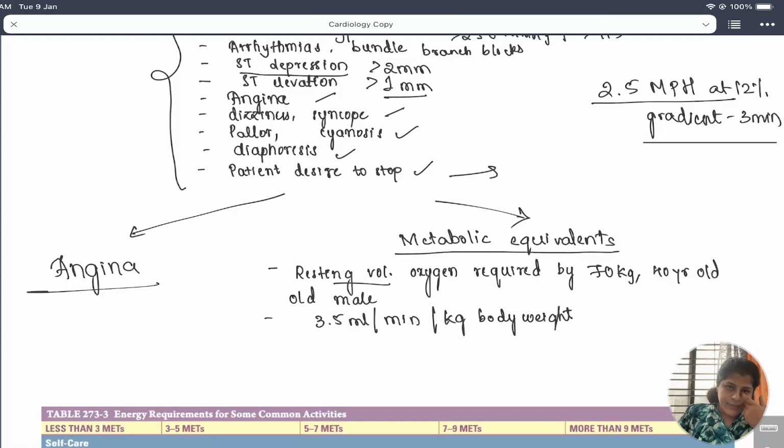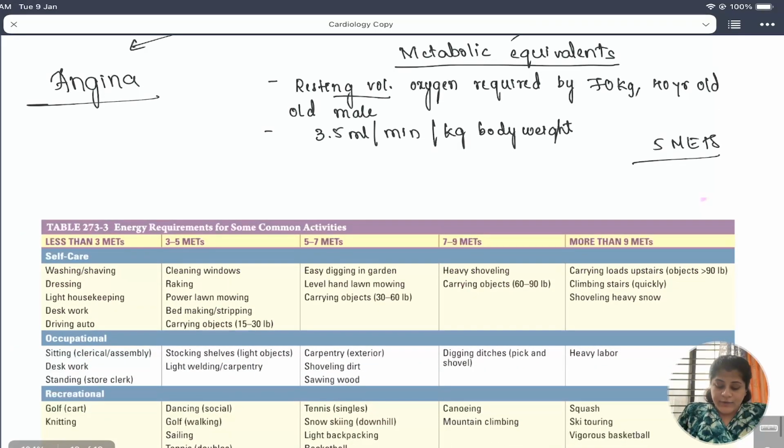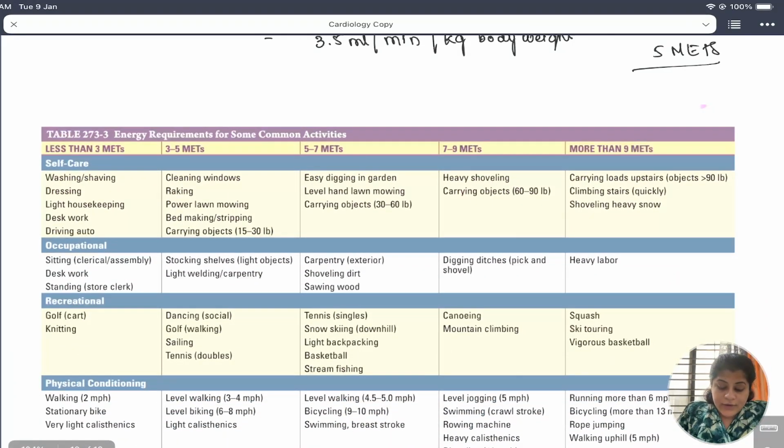Imagine there's a person and you perform a treadmill test on this patient, and you understand that the metabolic equivalent after which the patient is developing angina is 5 metabolic equivalents. After that, the patient is having chest pain. In that case, you can actually advise the patient what activities can be done and what activities cannot be done. Take the example of 5. If you see this chart, what are the activities that require less than 5? So cleaning windows, raking, bed making, stocking shelves, light welding, dancing.